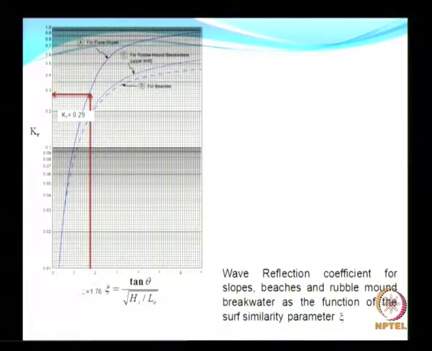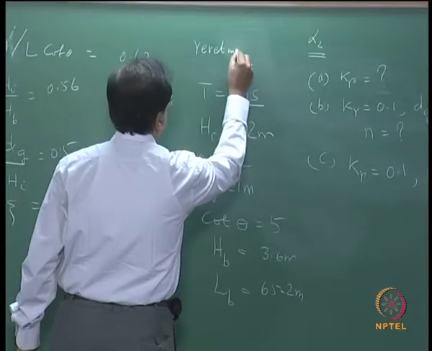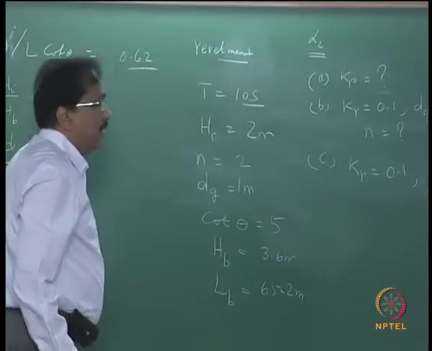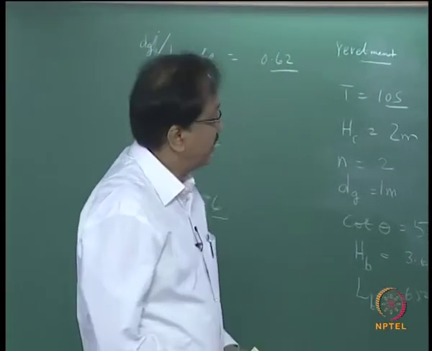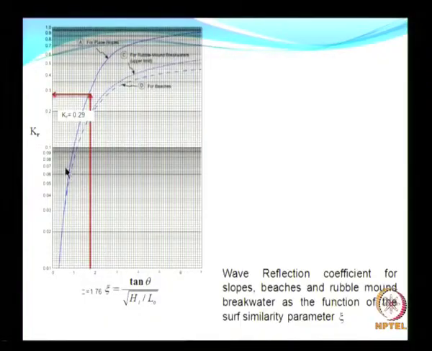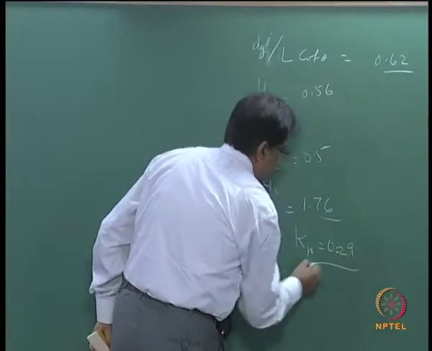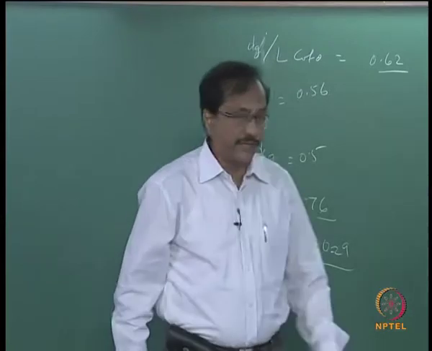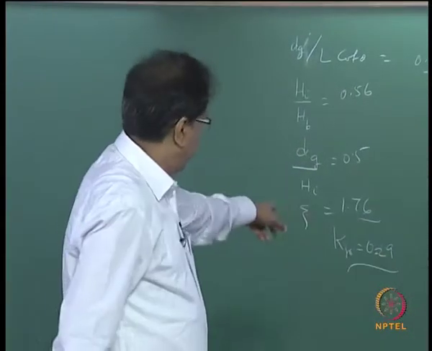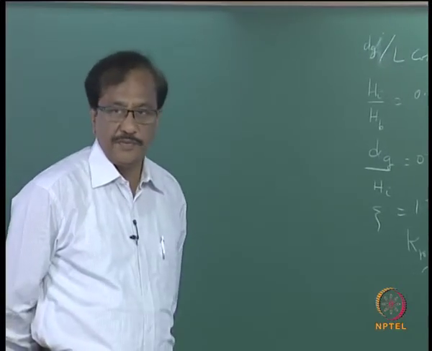Now, having calculated, remember in the problem it was mentioned revetment. So when it is a revetment you use this curve, the top one, which is for plane slopes, and the maximum value for this is for the present case. Because the surf similarity parameter is 1.76, you get the value of Kr as 0.29 from this curve.